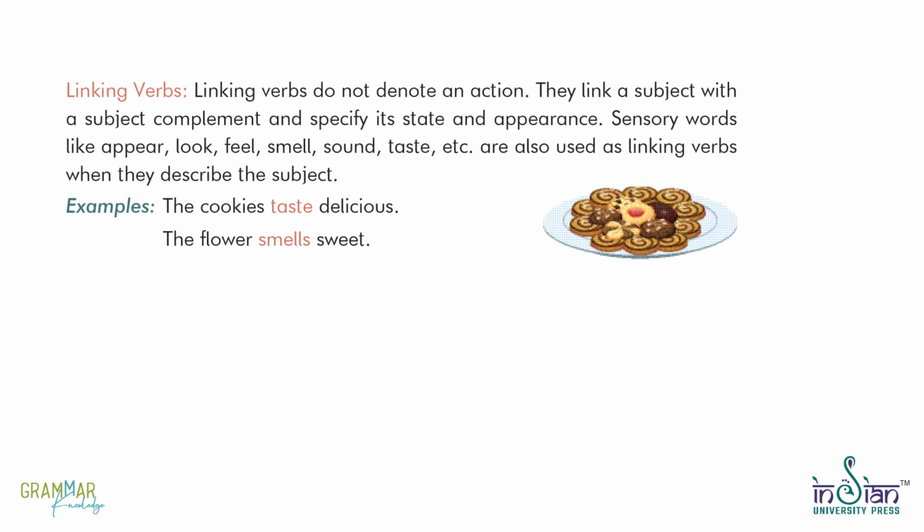Linking verbs. Linking verbs do not denote an action. They link a subject with a subject complement and specify its state and appearance. Sensory words like appear, look, feel, smell, sound, taste, etc. are also used as linking verbs when they describe the subject. Examples. The cookies taste delicious. The flowers smell sweet.